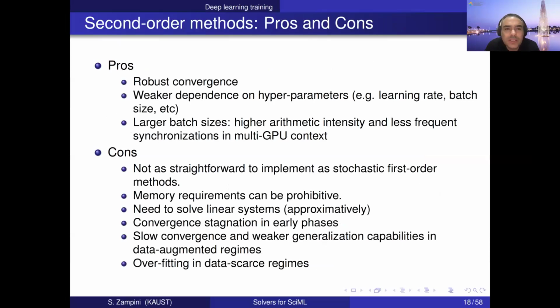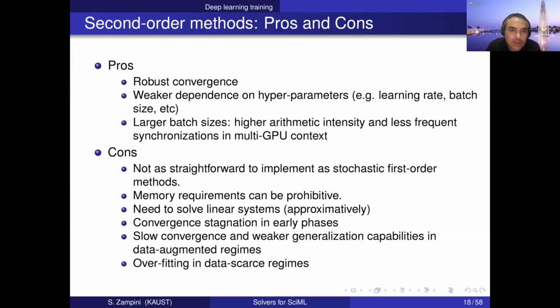So, summarizing, there are clearly many pros to using second order methods. First, they have been validated on a plethora of problems by the optimization community in the last 30 years or so, not only for PDE constrained optimization, but in general for optimization problems.